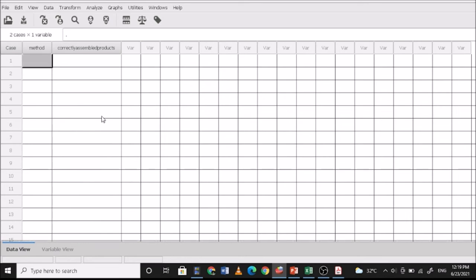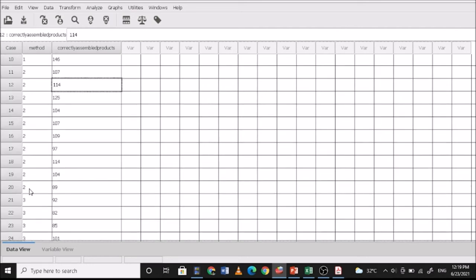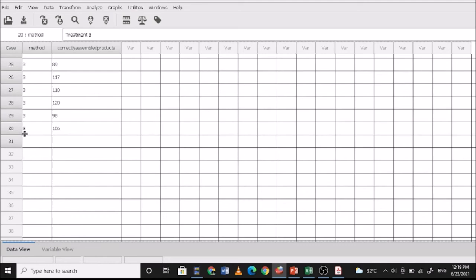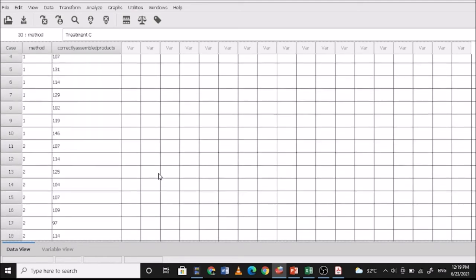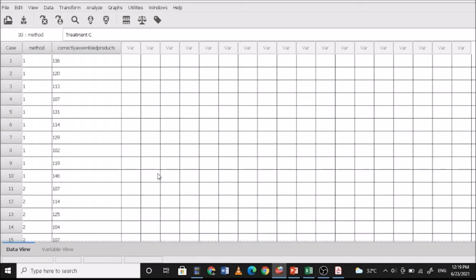In data view, simply paste the values here. So this is now 1, 1, 1, 10 respondents. Then you have 2, 2, 10 respondents, and for 3, 10 respondents. So 30 all in all. So you have now your data.